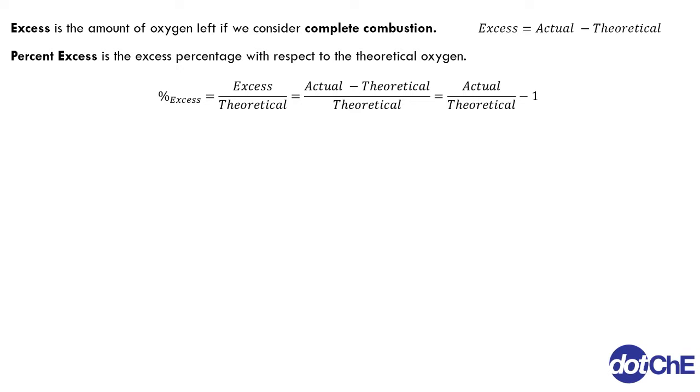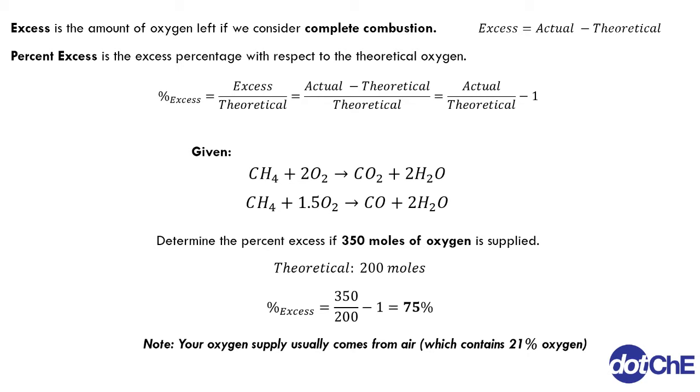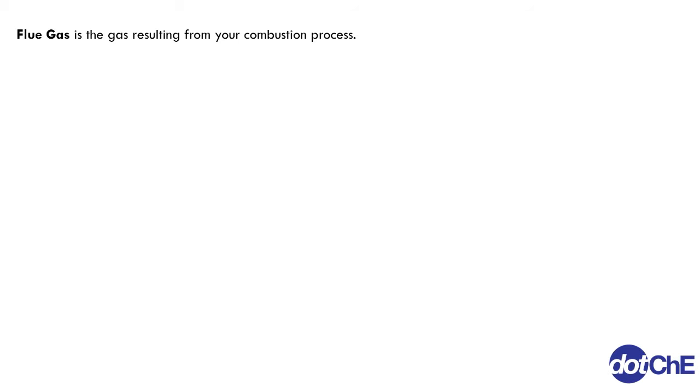Now let's revert back to our previous problem, wherein we're given these two equations and 100 moles of methane needed to be combusted. Determine the percent excess if 350 moles of oxygen is supplied. Now let's just use equation 3. And again, theoretically, we have 200 moles of oxygen. So that's 350 over 200 minus 1, that's 75%. Please note that your oxygen supply usually comes from air, which contains 21% of oxygen, since pure oxygen is reactive and very expensive. Now, after combustion, the substances come out as flue gas.